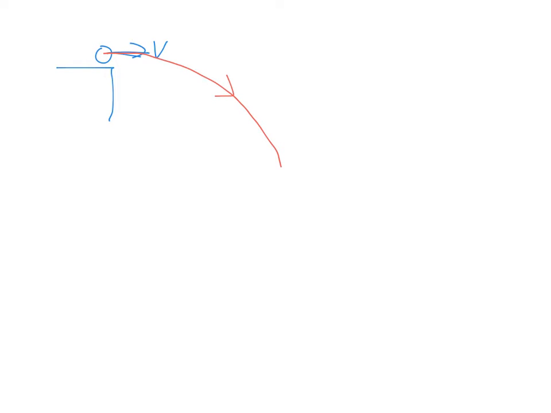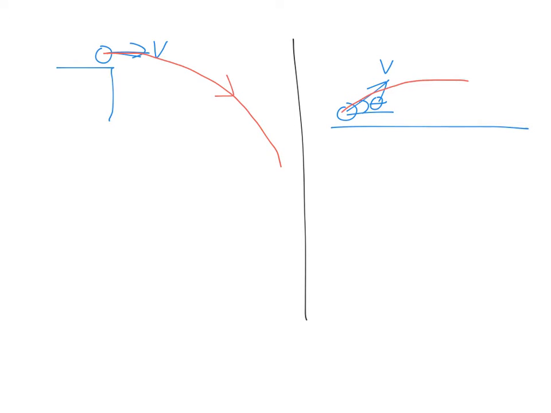The second type of projectile motion is when this is the ground, and then you project the ball at an angle theta from the horizontal with speed v. So what will happen to the path of the ball? It will also be a parabolic path. You will notice that this path is also parabolic, and this one is actually half of this.